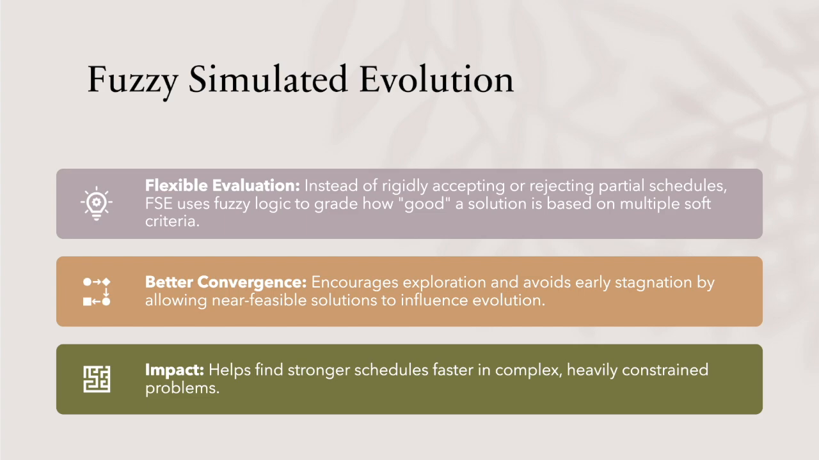goodness based on how close a solution is to meeting various criteria, such as minimum spread over, maximum work hours, proper break distributions, etc. This fuzzy evaluation helps the algorithm avoid getting stuck too early and encourages a broader exploration of the solution space. As a result, fuzzy simulated evolution often finds better final schedules faster, especially when many conflicting constraints exist.